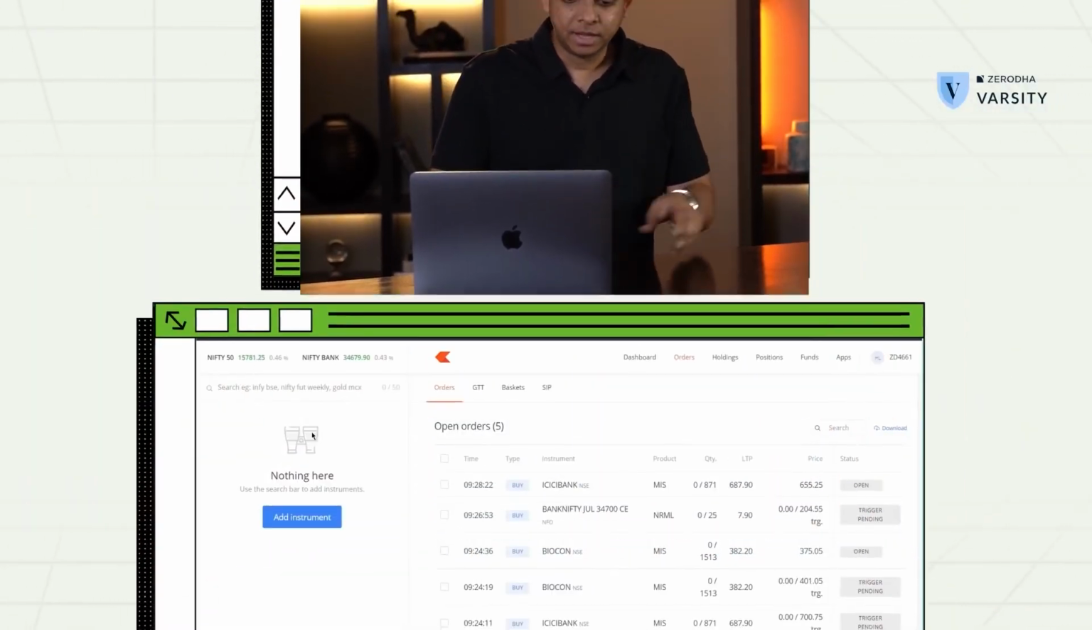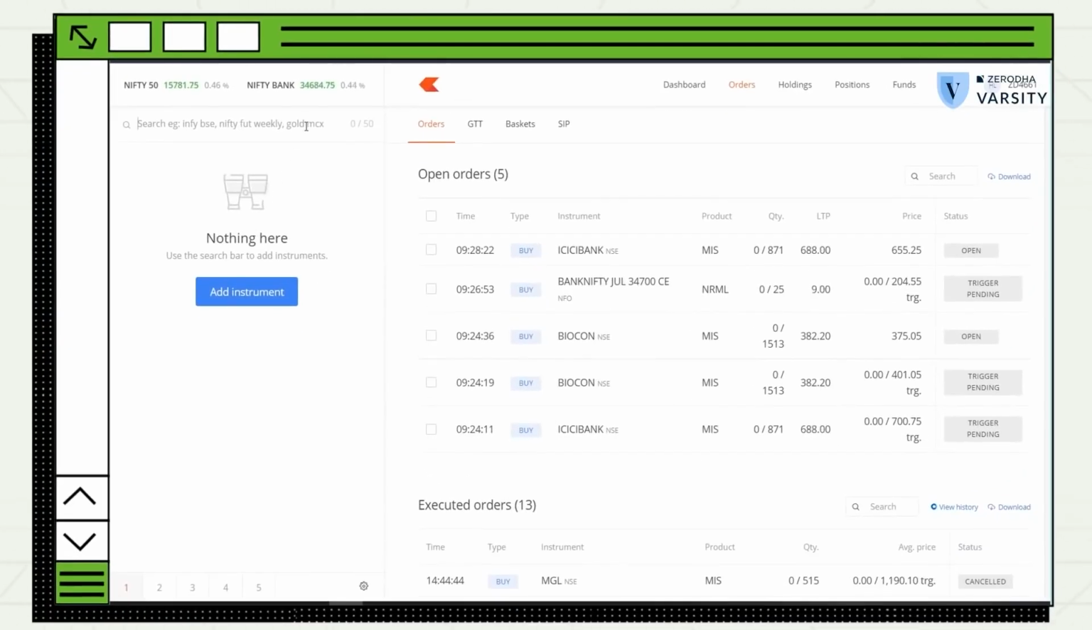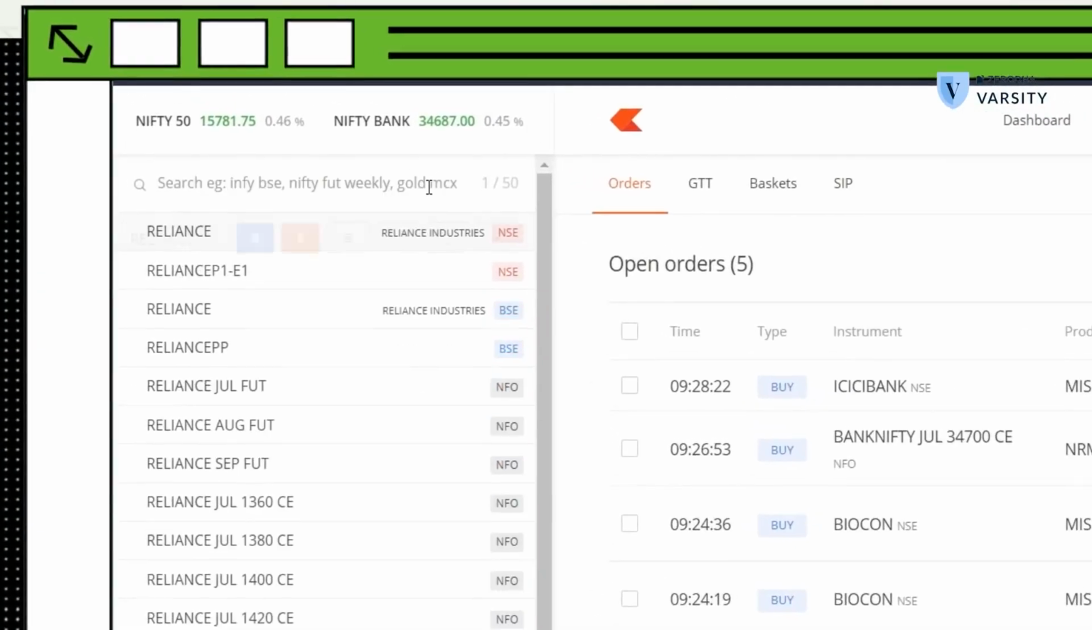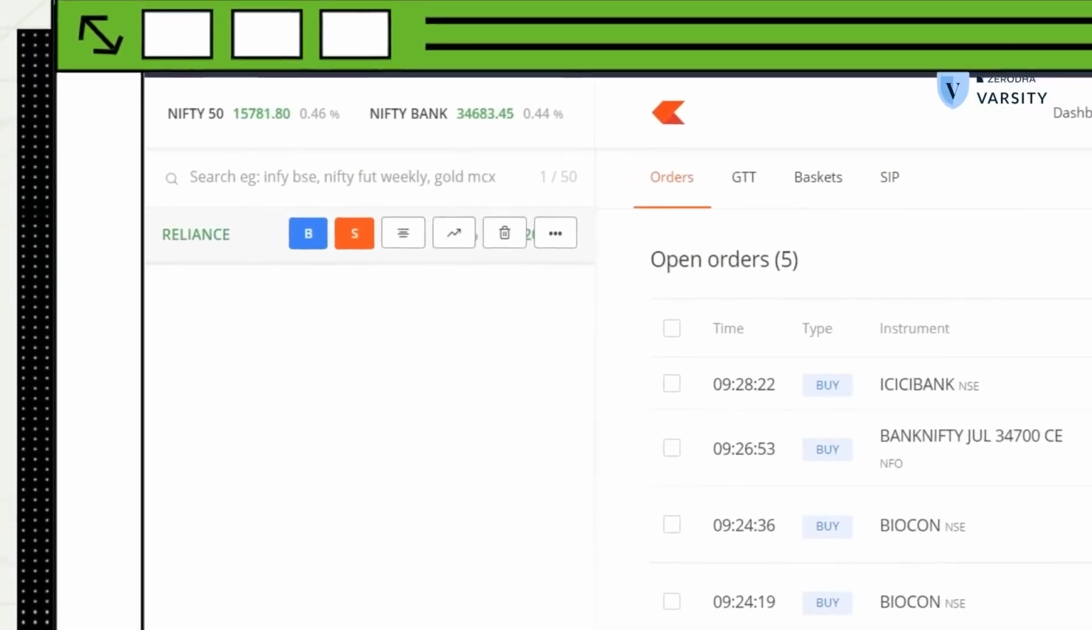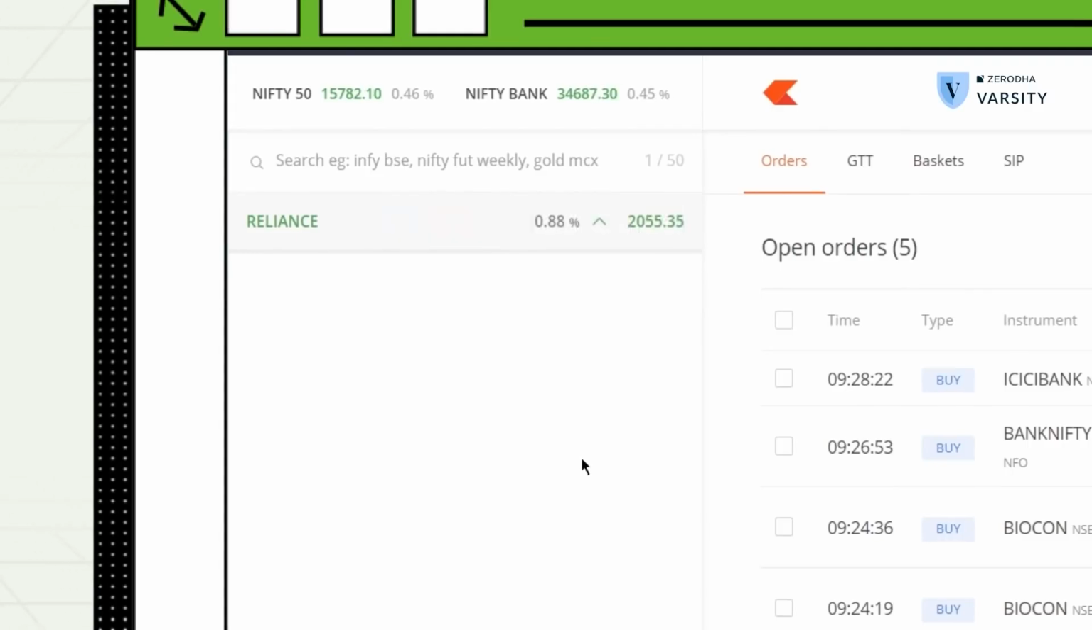But before we understand how this works, let me place an order on my broker terminal, and then we can understand the journey of that single trade. So I am adding Reliance to my broker terminal. This, as you can see, is the market watch, and I'm using Zerodha Kite for this. And this is the current last traded price of Reliance at the moment.